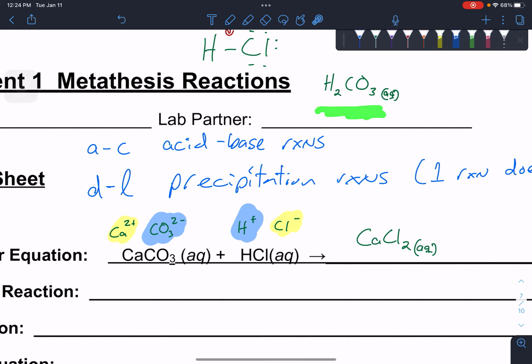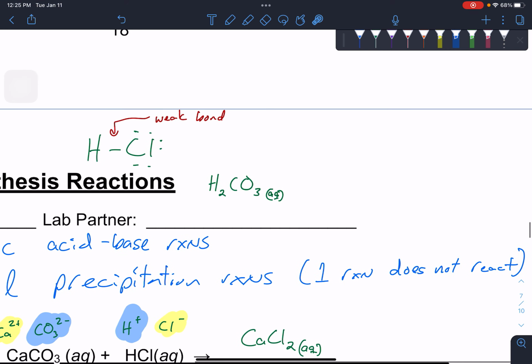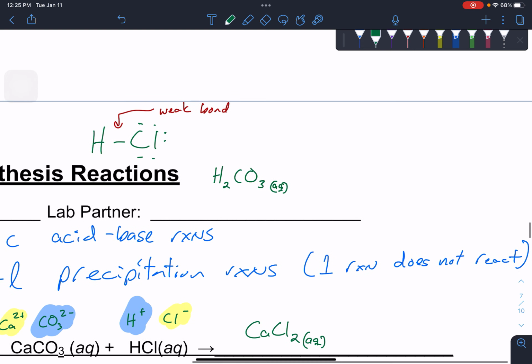I did not write it down here because this is an intermediate. This is not a stable molecule. What happens in these reactions is that the carbonic acid actually decomposes into water, which is a liquid, plus CO2, which bubbles off as a gas. So this is a classic vinegar and baking soda kind of reaction where you get the fizz, fizz, fizz.